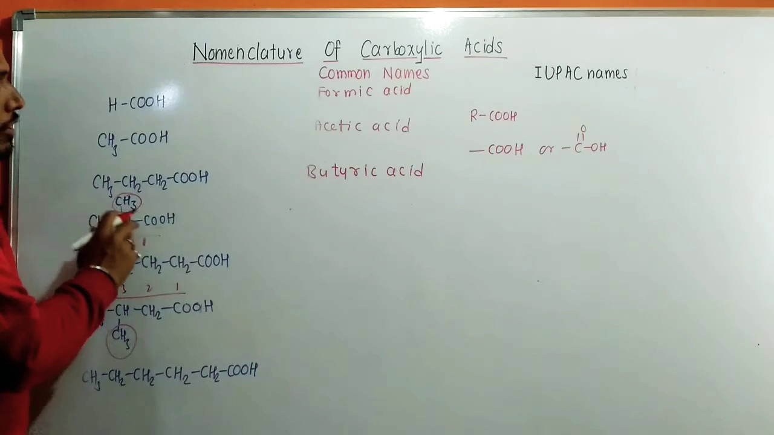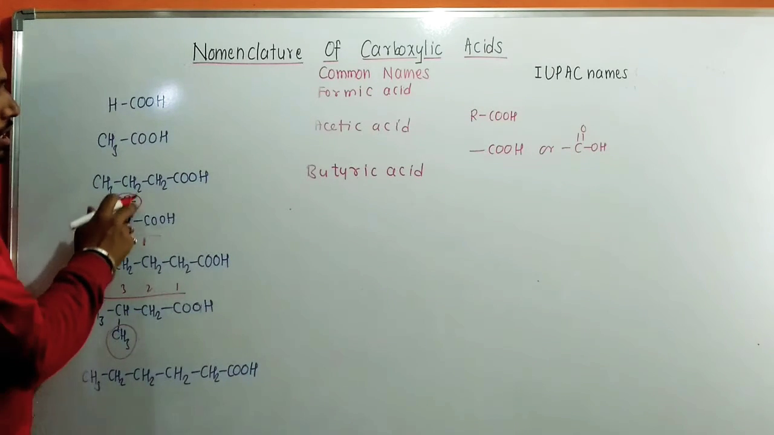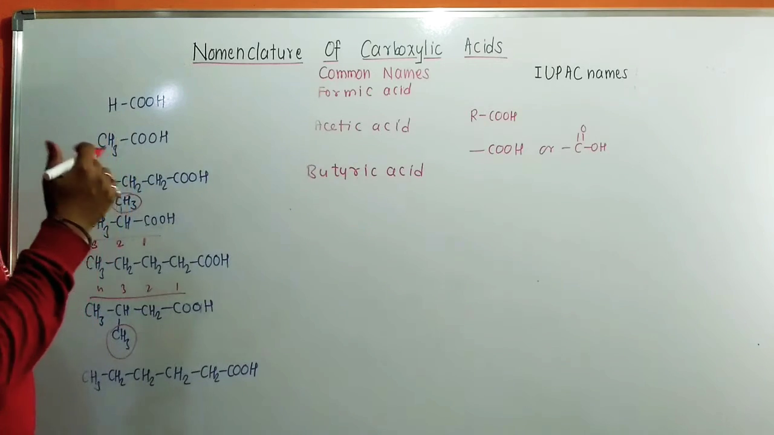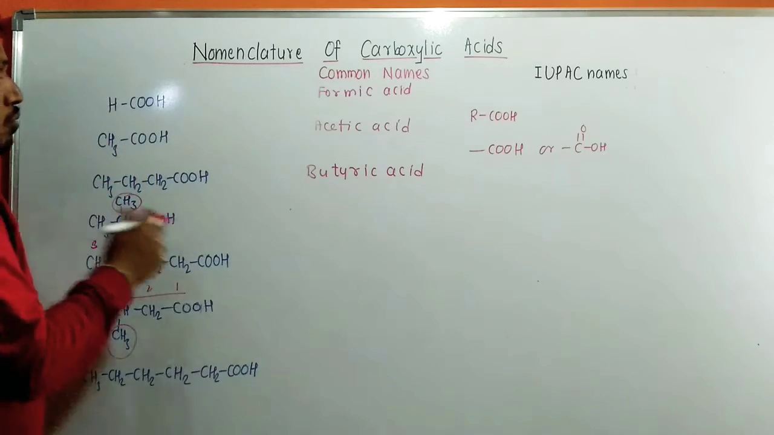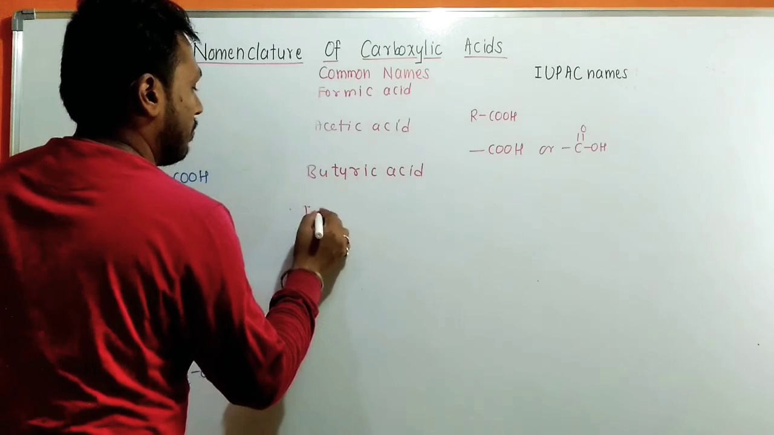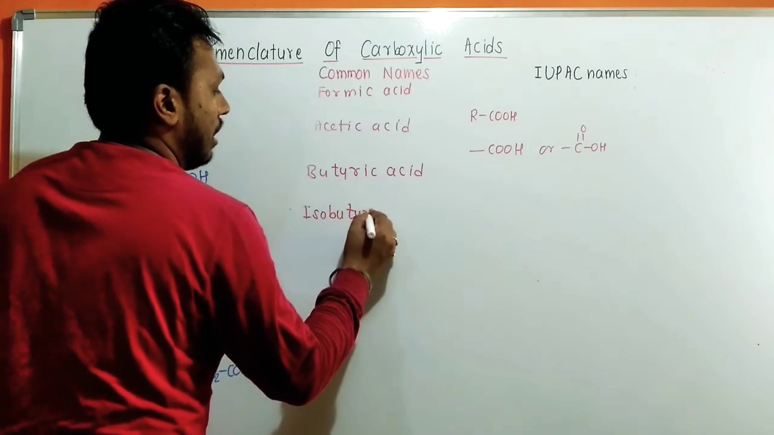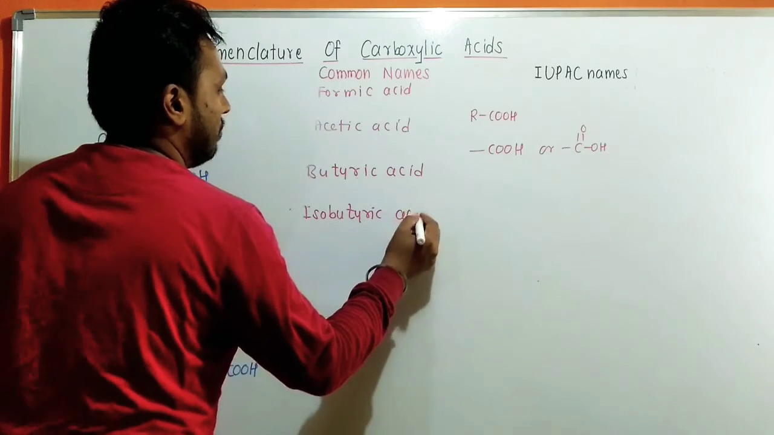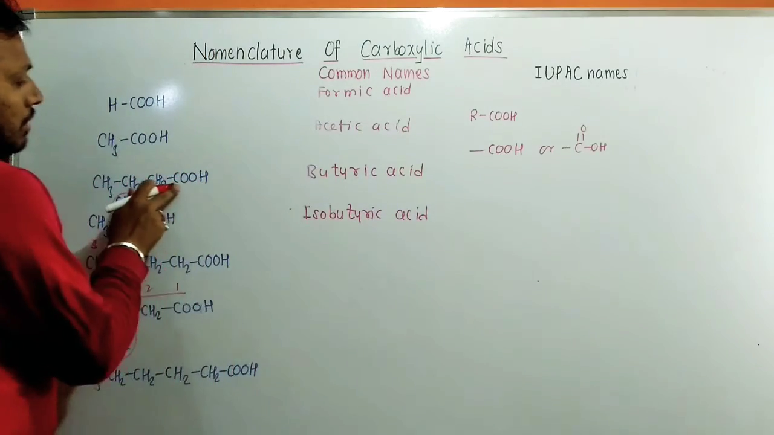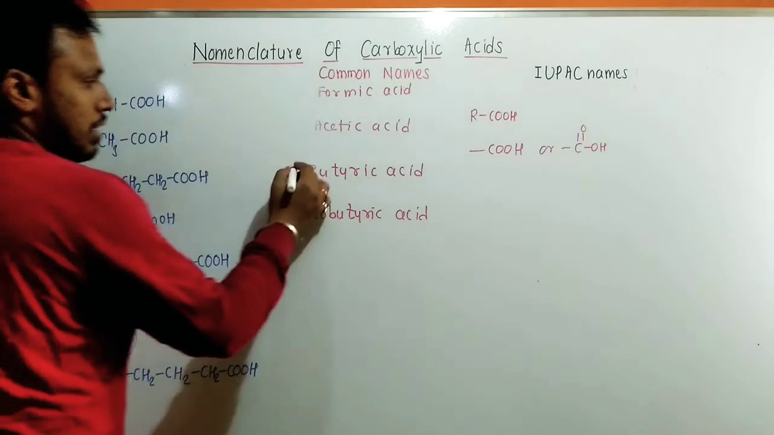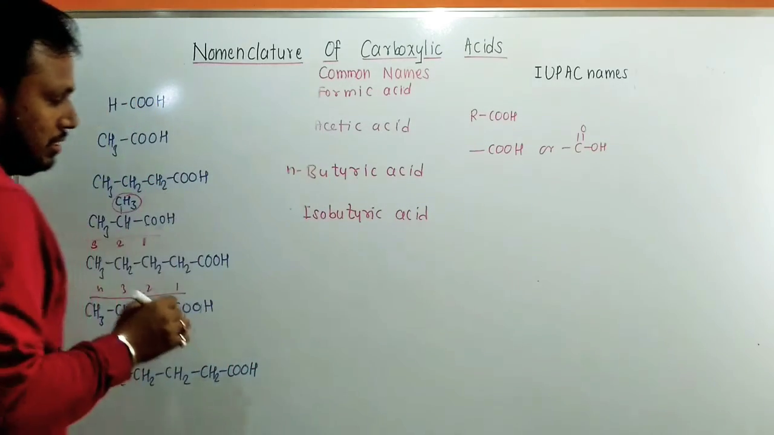Now again we have a total of 4 carbon atoms here, but at the second position we have a methyl group. So we will call it iso. Iso, total 4 carbon atoms, that's why it is isobutyric acid. And this one, where the carbon atoms are in a straight chain, we will call n-butyric acid.